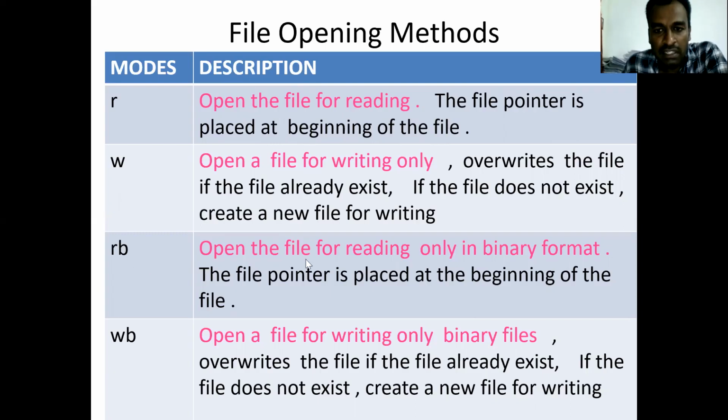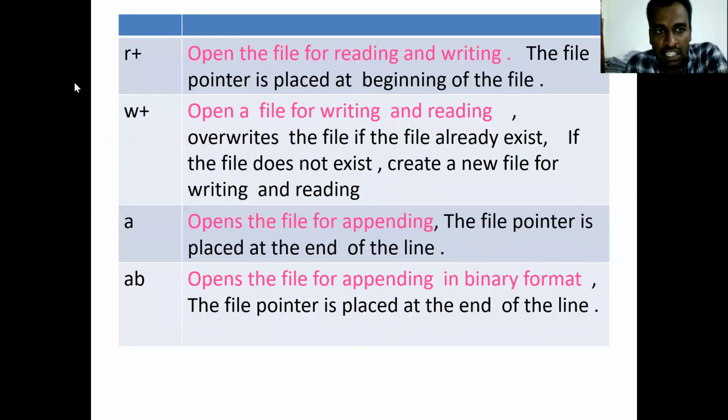Next one, RB, that is read only in binary format. WB is write only in binary format. Next one, R plus. While using R plus, it opens a file for reading and writing purposes. So both reading and writing can be done in the R plus mode. And then W plus. This is also the same, it opens a file for reading and writing. We overwrite the file by using W plus.